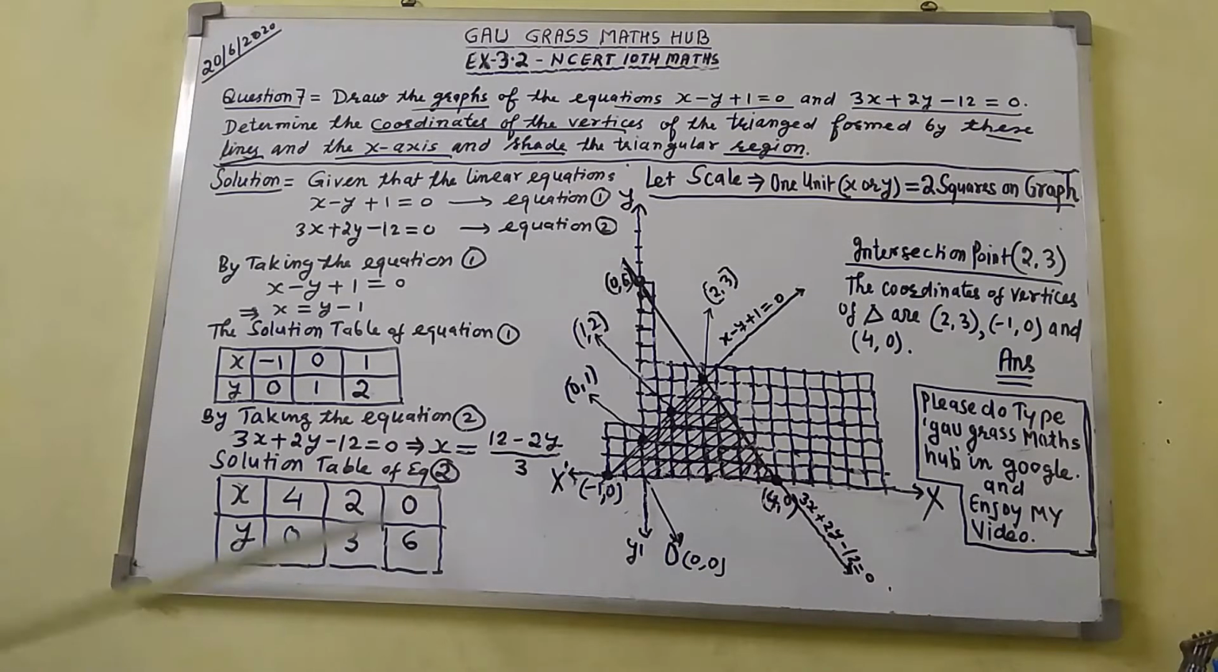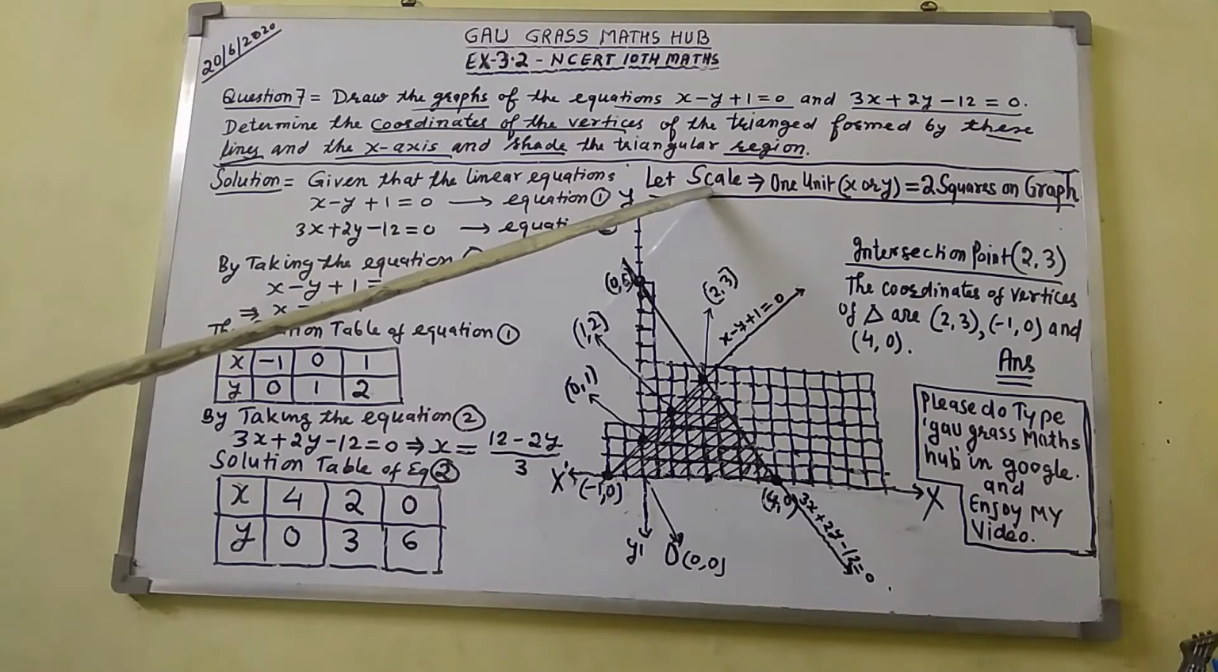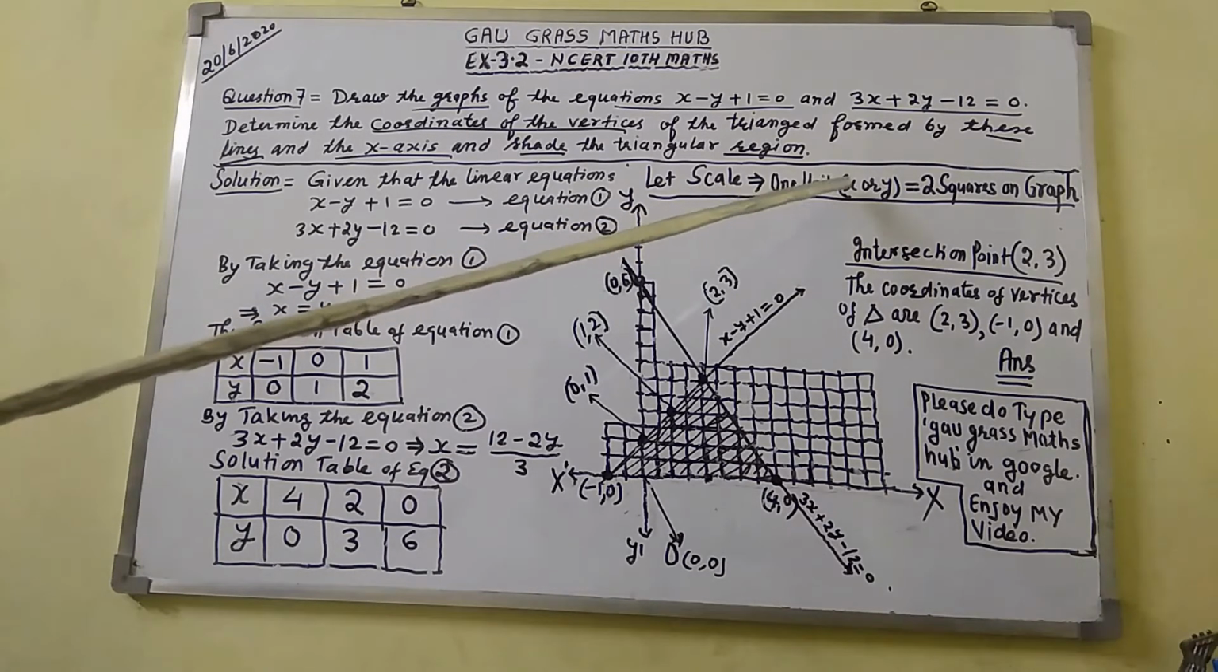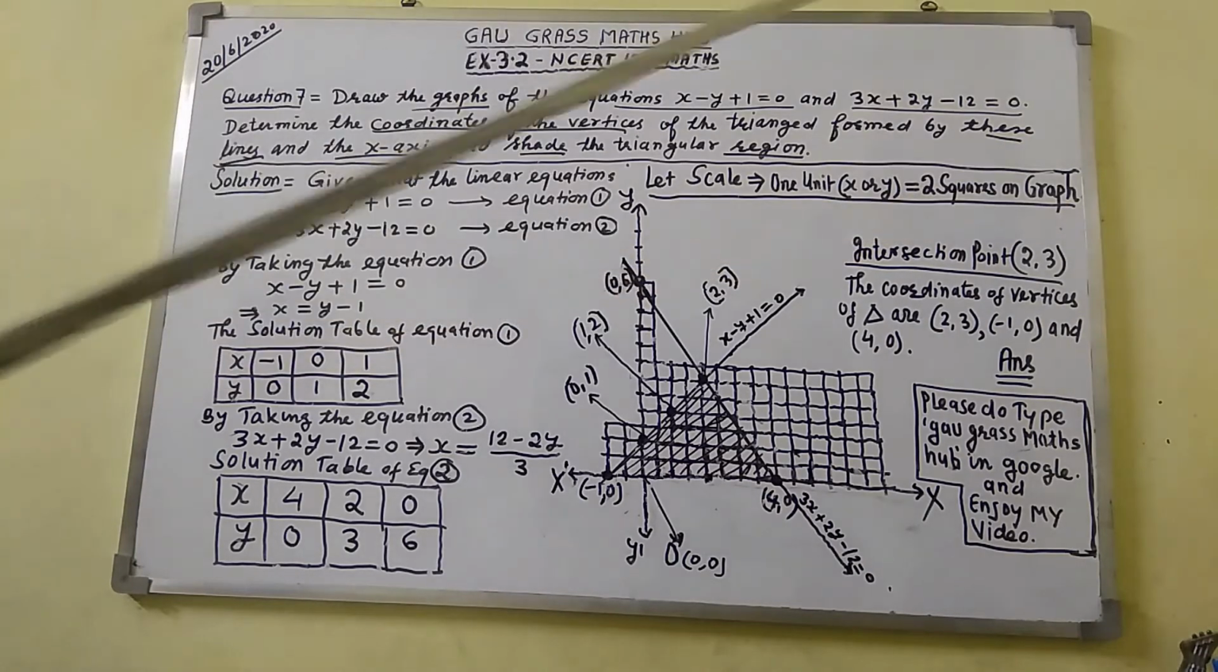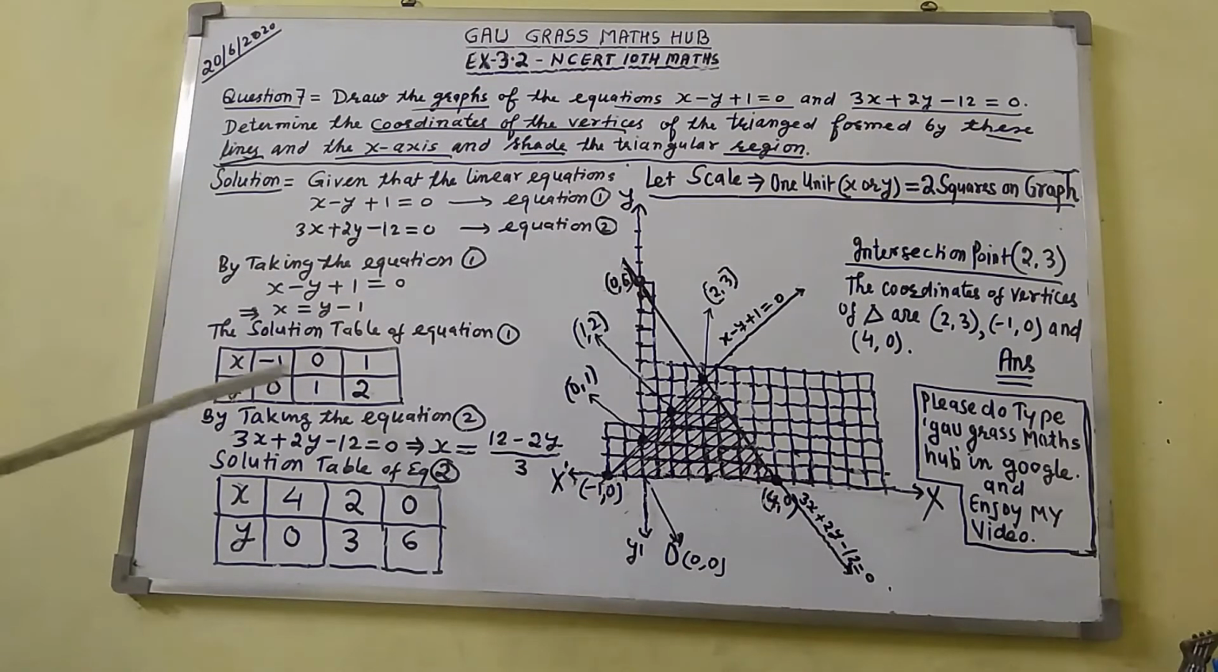So what to do? Let the scale be such that 1 unit, either x or y, equals 2 squares on the graph. This means that if you take the value of x equal to minus 1, you will take it on the negative side of the x-axis, and that will be 1 unit.